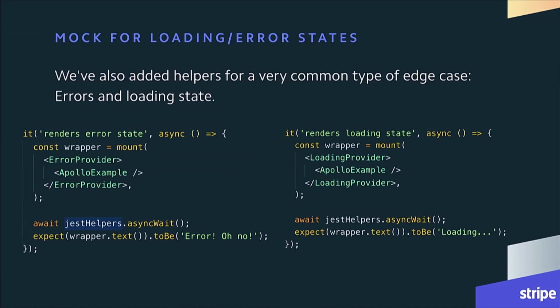We also have some nice mocks for a really common edge case, which can be traditionally quite difficult to test, which is error states and loading states. So here I have an error provider and I have a loading provider, which keeps those components in a perpetual state of either loading or error. So you can very easily see what your users will see if something goes wrong.